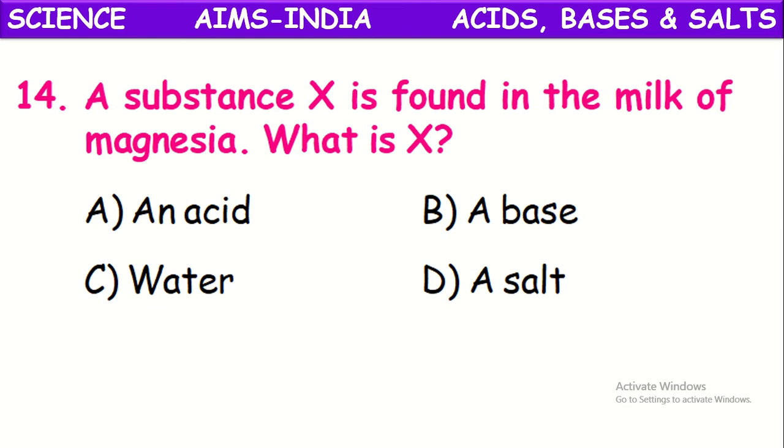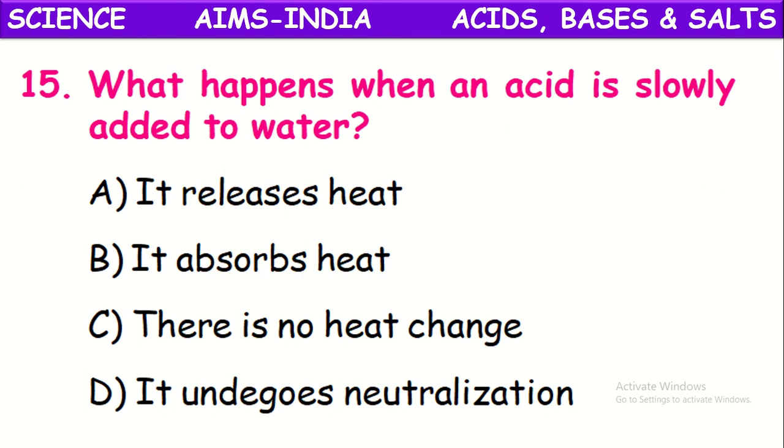This is taken to get rid of acidity. So that contains a base. Magnesium hydroxide is present in milk of magnesia. Next one. What happens when an acid is slowly added to water? What happens when we add acid to water?